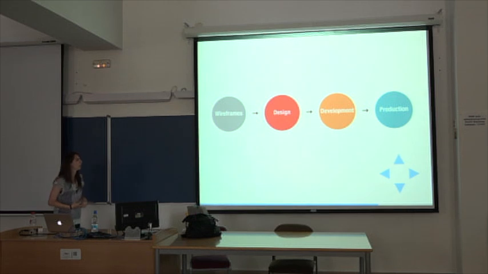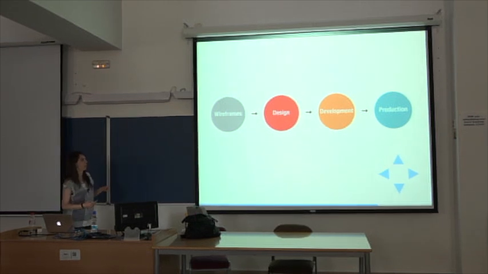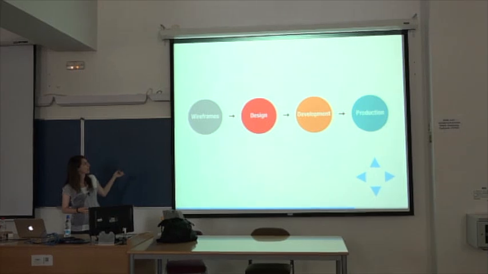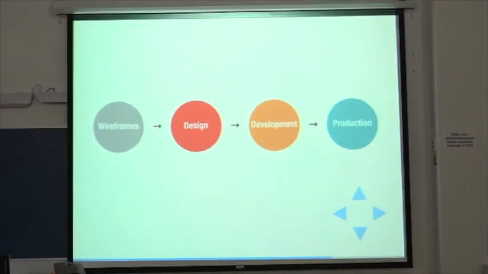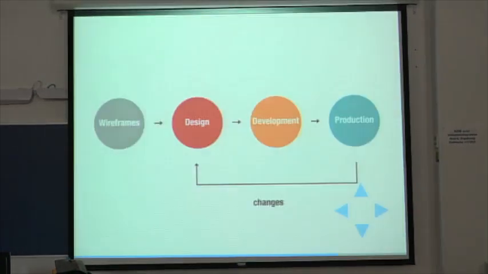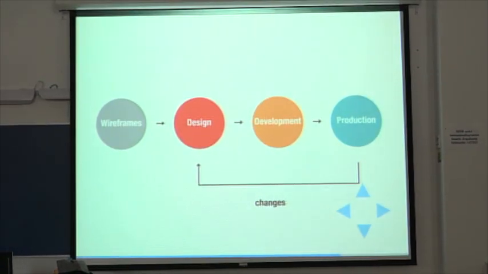Here we have the typical way of developing. We have wireframes. After the wireframes comes the design. Then after that, the development, and after that, the production. If we have some change, then we have to go back to the designer. The designer has to know exactly what has to be changed. If it's already done, great. If it's something new, he has to design it again. Then after that it goes to development, and after that to production again.